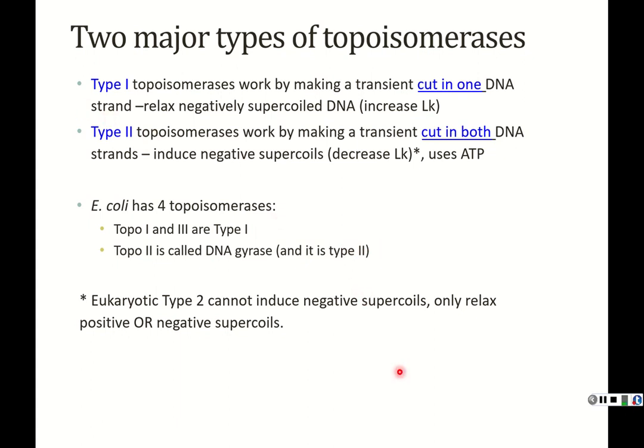Eukaryotic type 2 topoisomerases can't induce negative supercoils. They can only relax positive or negative supercoils. So there's a little bit of a difference there between bacteria and eukaryotic topoisomerases, which probably won't really become important in this class.